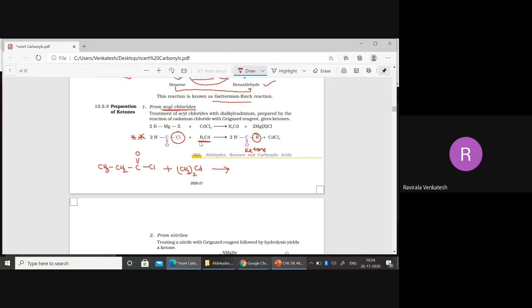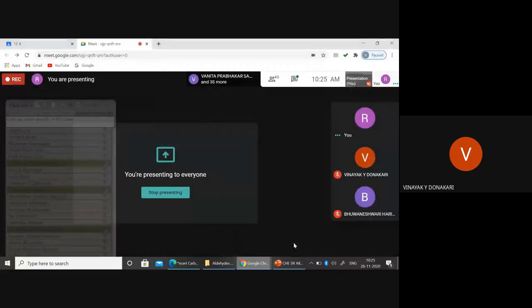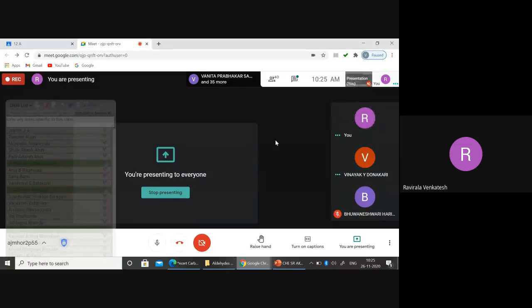Remaining ones? Because class strength is 40. It looks like your class strength is only 2 or 3. Butanone. Forty including me, so 38 students are there now. Out of 38, only 1 or 2 members are speaking. The remaining ones are dumb.